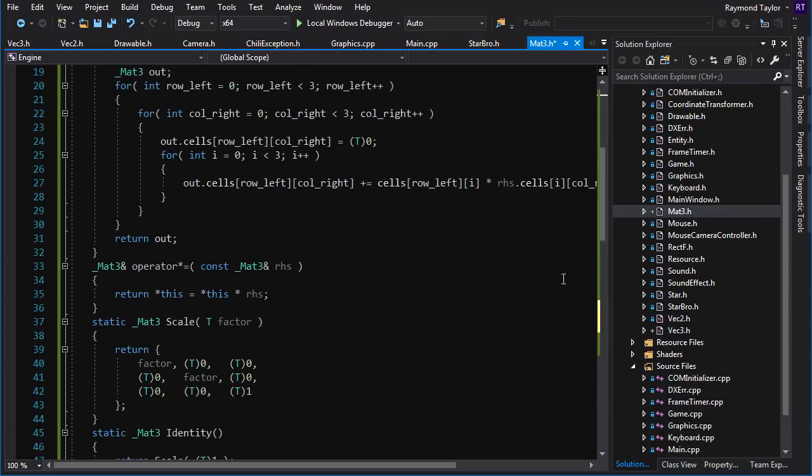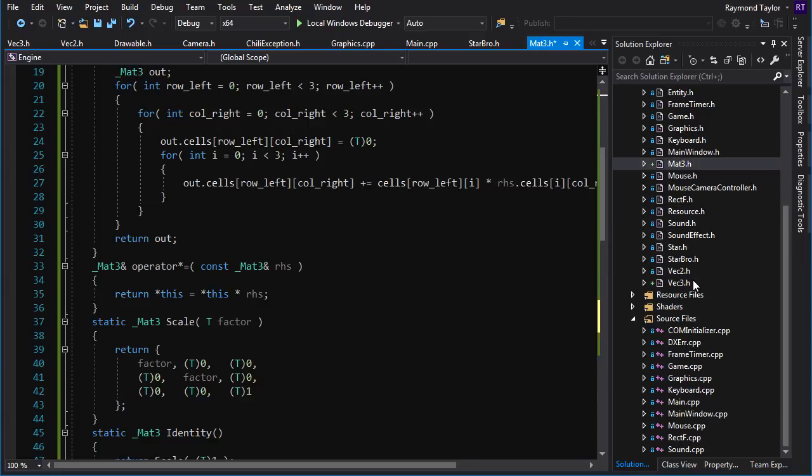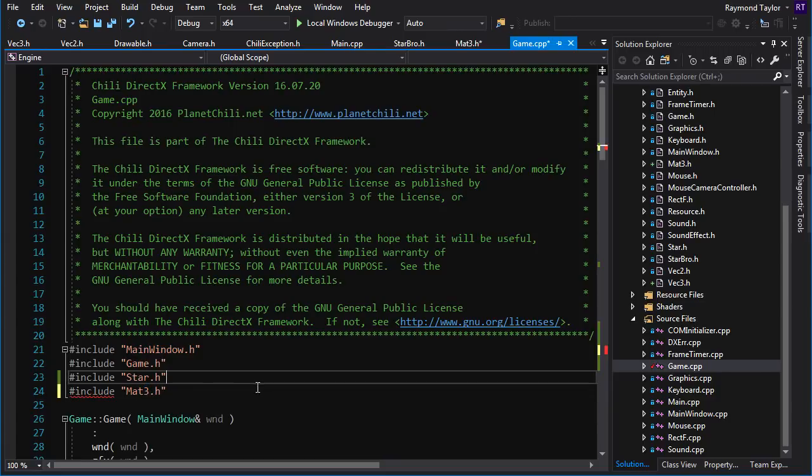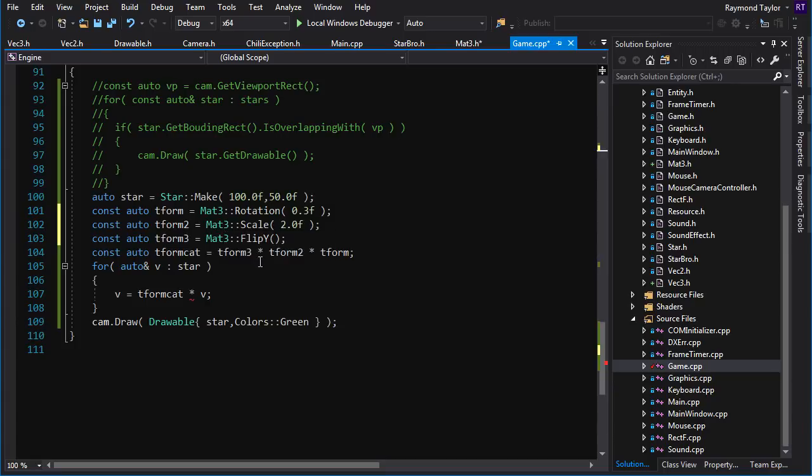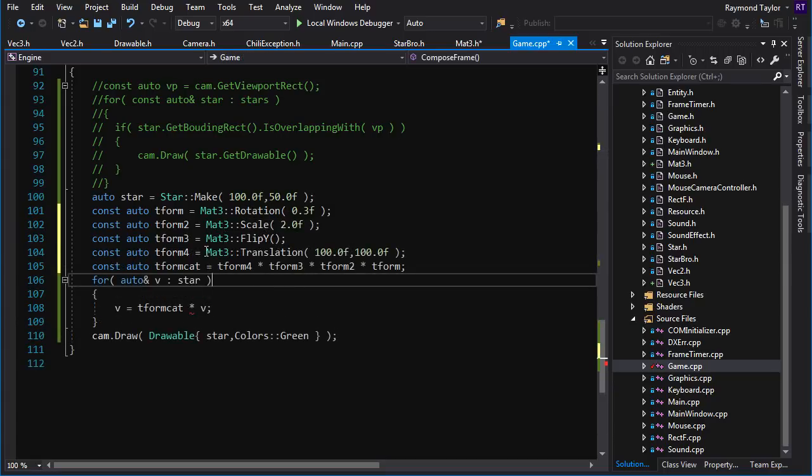Now, whether it compiles or not is a different bag of worms, isn't it? But let's try something out here. So we'll change this to include mat3 in game.cpp. And now we can do rotation, scale, flip. And let's add a fourth transformation, which is our translation. I'm going to concatenate them all together. So far, so good. Now we've got to apply that to all the vertices.